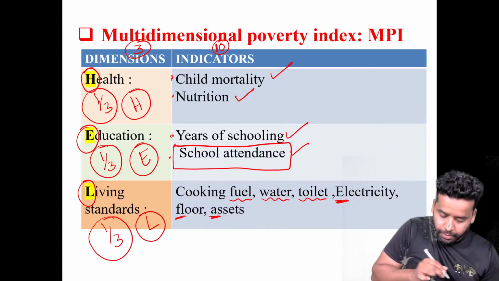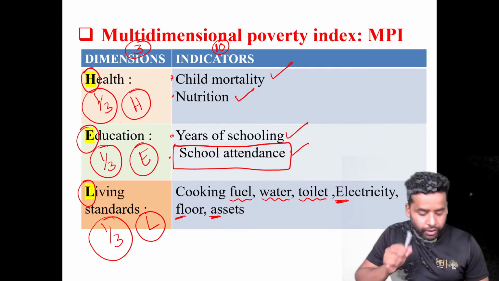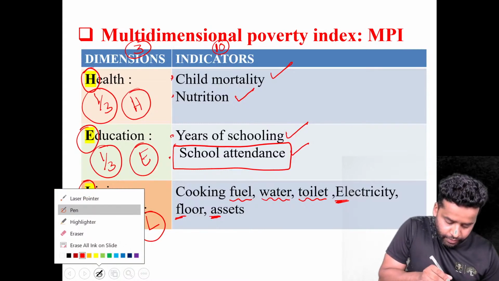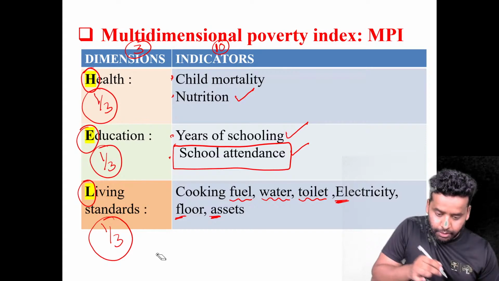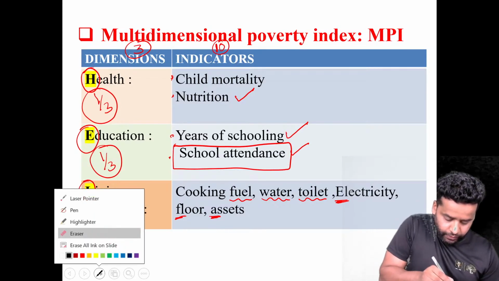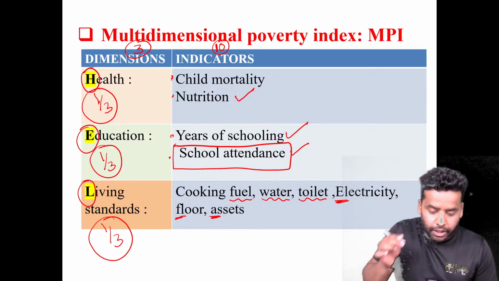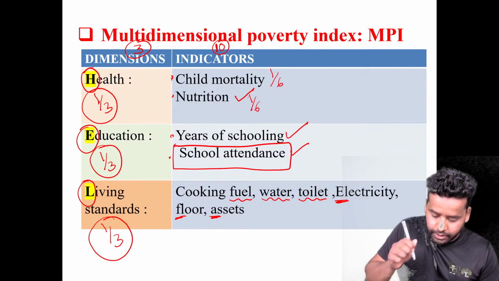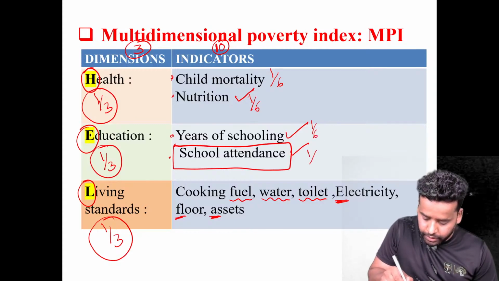Now tell me properly, if the health component is given 1/3 of importance, how much importance will child mortality get? Tell me properly, simple, basic maths I'm asking. Very good. 1 by 6. Yes, correct. 1 by 6. Here also 1 by 6, 1 by 6.